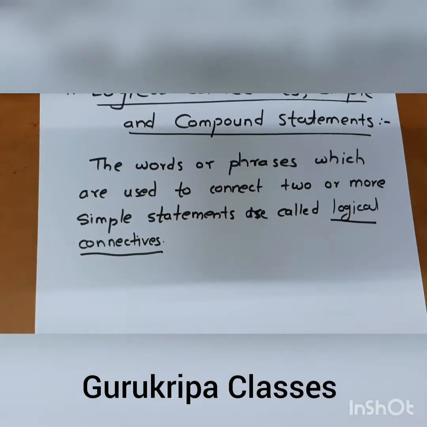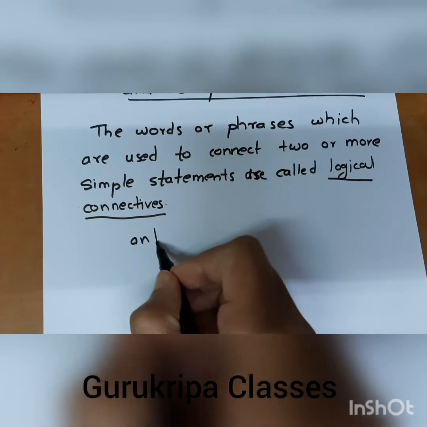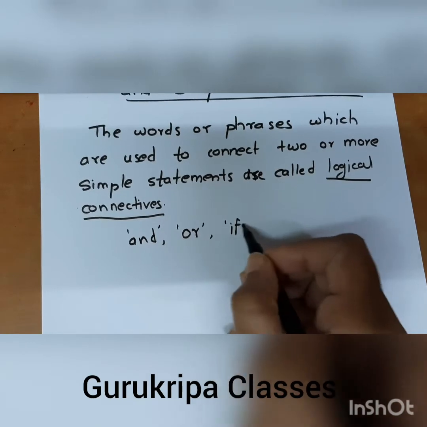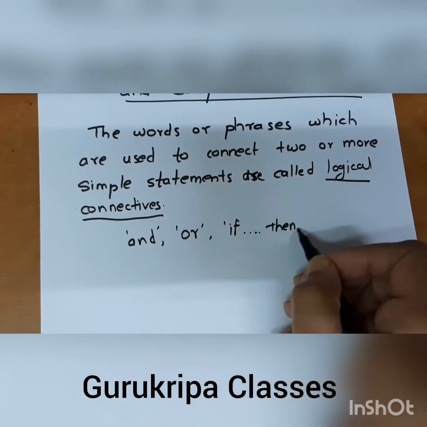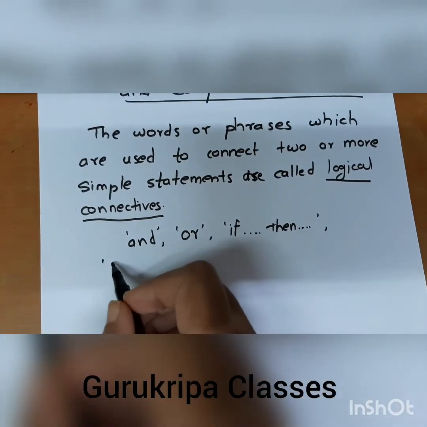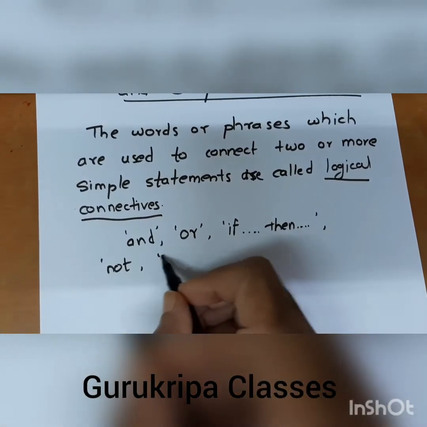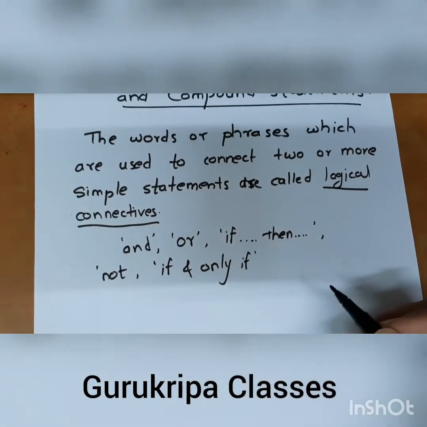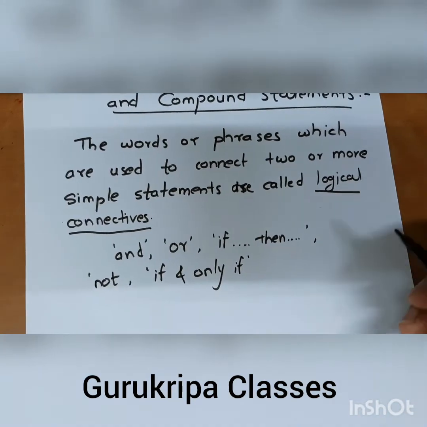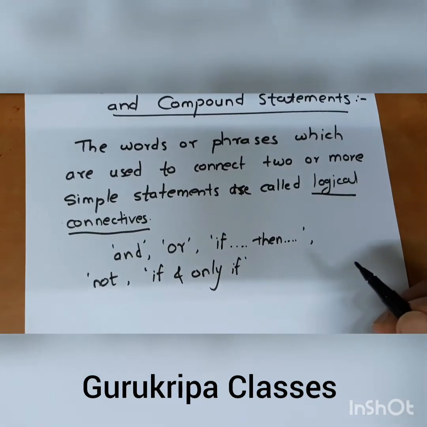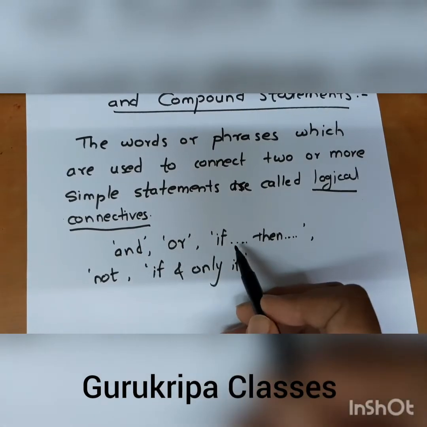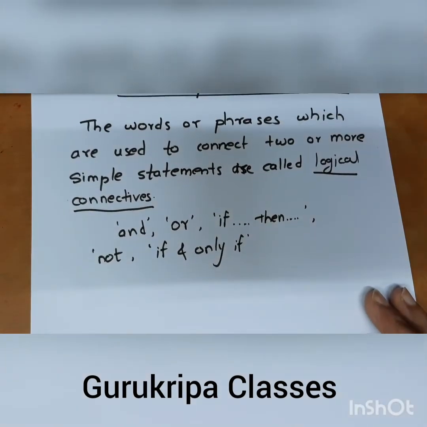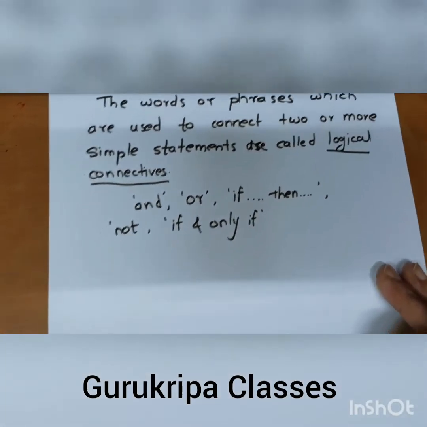So what are logical connectives? And, or, if then, not, if and only if. These are logical connectives. When we connect any two simple statements using and, or, if then, not, if and only if, they are called logical connectives. Then we will see here what is a simple statement and a compound statement.